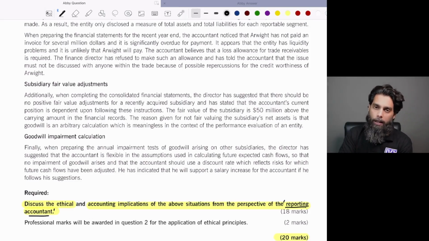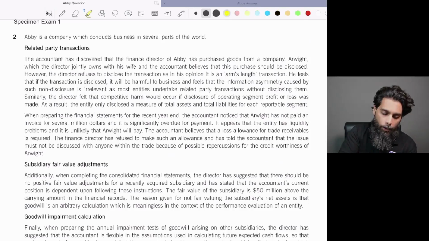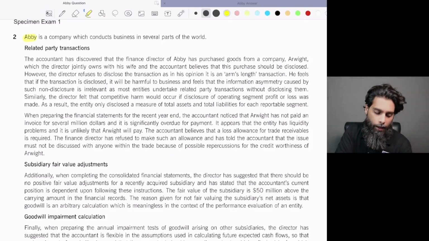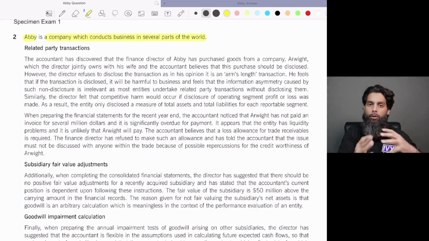So let's go through the entire question. Let's discuss and then we'll go towards the answer. All right. So the examiner says AB is a company which conducts business in several parts of the world. So your presence is not only in one country, you operate in multiple countries. So you might have some foreign transactions as well. This is what you see.